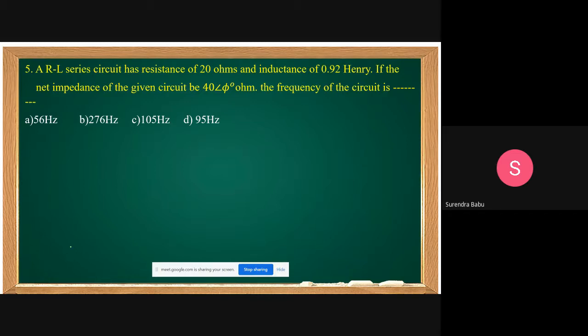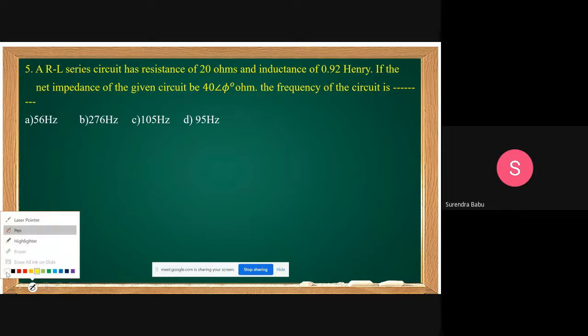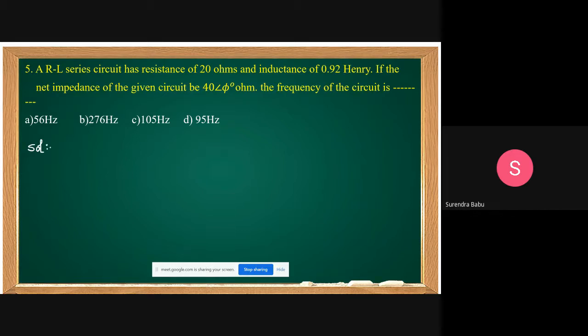How to find, students? What is the solution for this question? Given that resistance equals 20 ohms, impedance Z equals 40 at angle of pi. That is, what is the modulus of Z? It is equal to 40 ohms. The magnitude of impedance is 40 ohms.